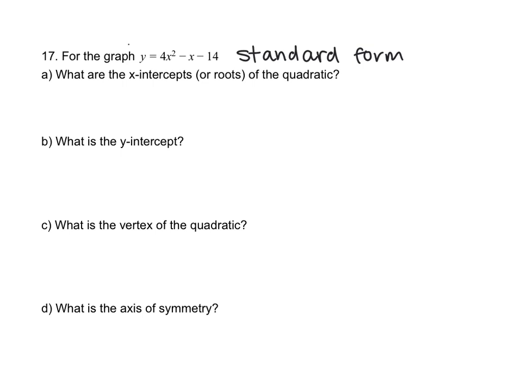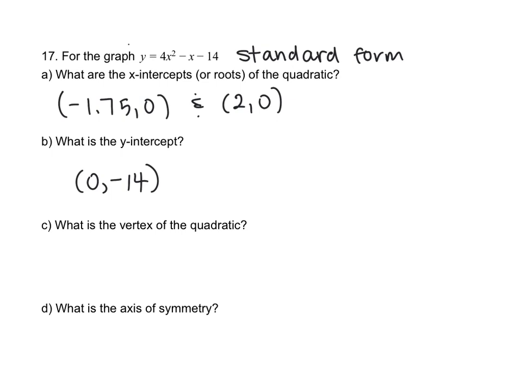So x-intercepts are going to be at negative 1.75 and 2, 0. You are allowed to have decimals for the roots here. They're not always going to be whole numbers or even nice decimals, so it is okay if you write decimals for your answers. The y-intercept, so when we are in standard form, the y-intercept is always the constant at the end, which in this case is going to be negative 14. So my y-intercept is at (0, negative 14). Again, something that you can use Desmos to double check.